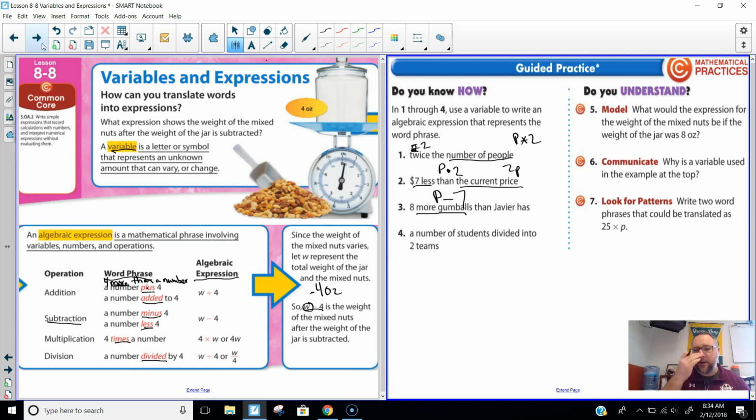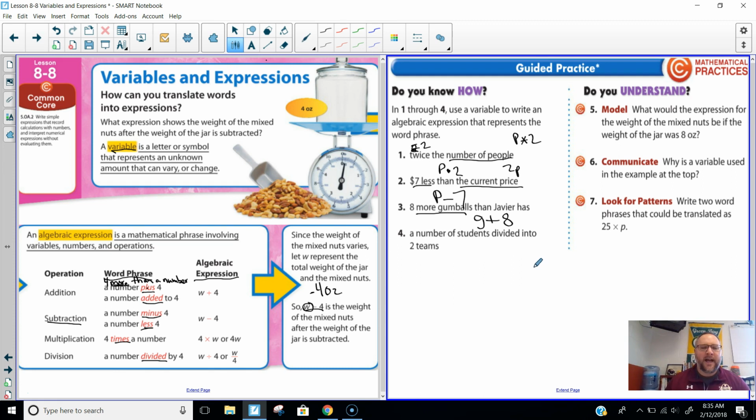So going back to the split screen again, 8 more gumballs than Javier has. So Javier has a certain number of gumballs. I'm going to use G as my variable. And I have 8 more than G, so I'm going to start with G and add 8 to it. G plus 8 will be our algebraic expression. Now if you put 8 plus G, it wouldn't make a difference. You'd still have the same answer, whatever you put in there for G, but I always like to make sure that my number sentences are in the correct order so they match up with the word phrase above.